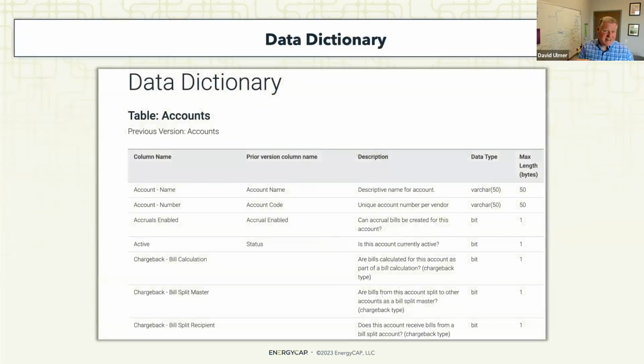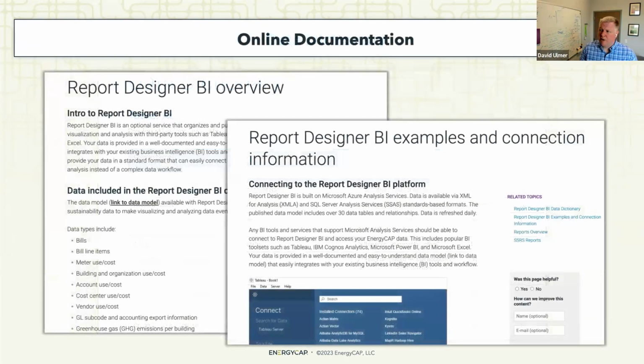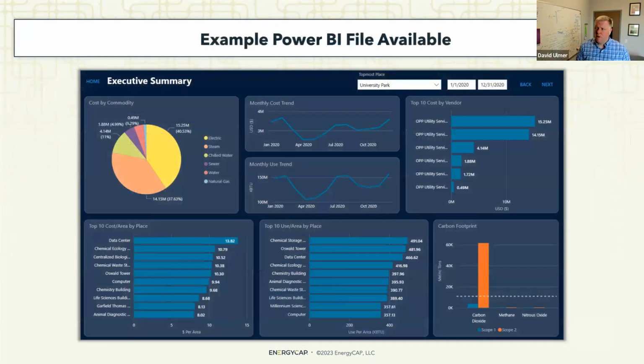And here's an example of what that data dictionary looks like, where every table is described, as well as every field being described in terms of its format, what the content is, and if it was part of our prior Report Designer Excel plugin, what it used to be called. So if you have somebody who's already familiar with that, they can transfer that over to Report Designer BI. And we've provided other examples as well as connection information. All of that's available in our Help Center. You can check it out today at helpcenter.energycap.com.